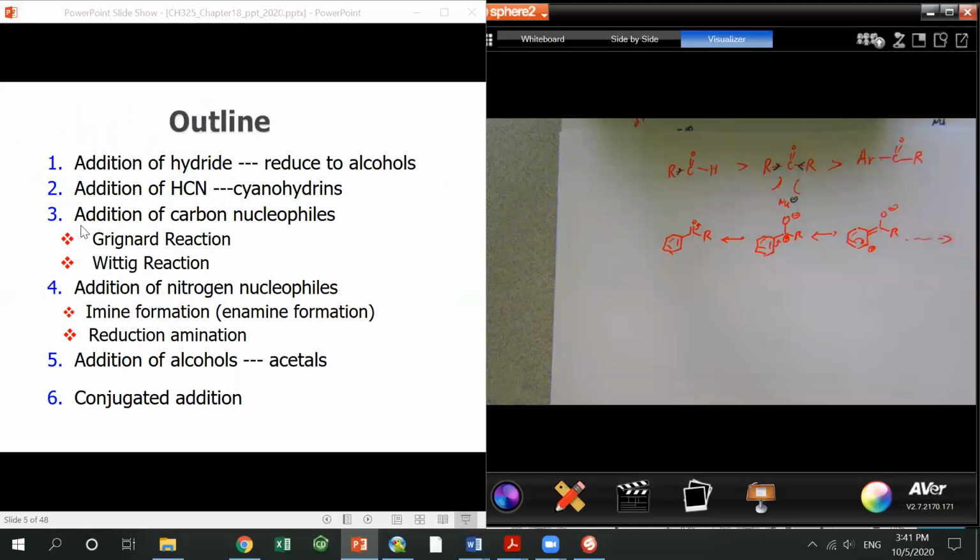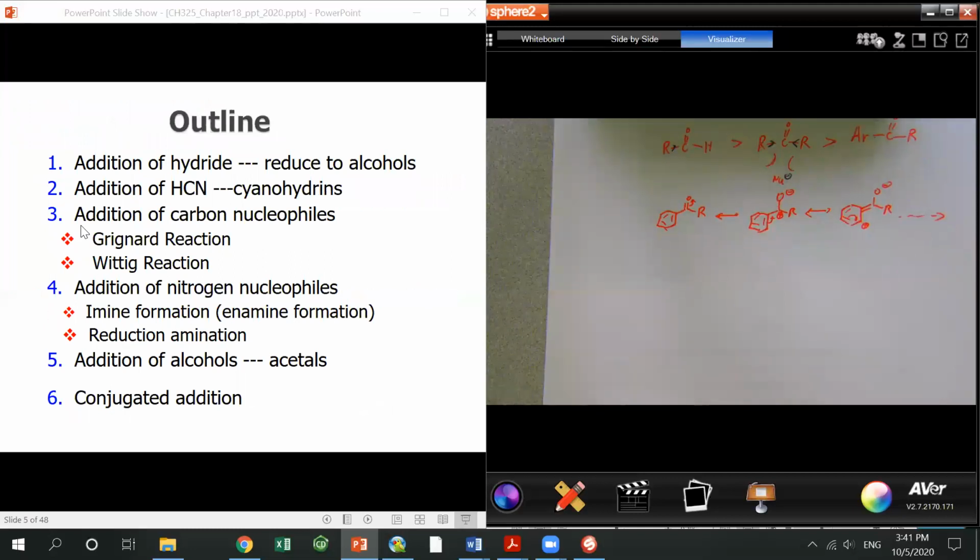Here's the outline for the reactions of this chapter. We'll learn addition of the hydride, which will reduce aldehyde and ketone into alcohol. Also we will learn addition of hydrogen cyanide, which converts aldehyde and ketone into cyanohydrin. And then we will learn two carbon nucleophile addition reactions: one called the Grignard reaction, one called the Wittig reaction, which sometimes people also call the Wittig reaction.